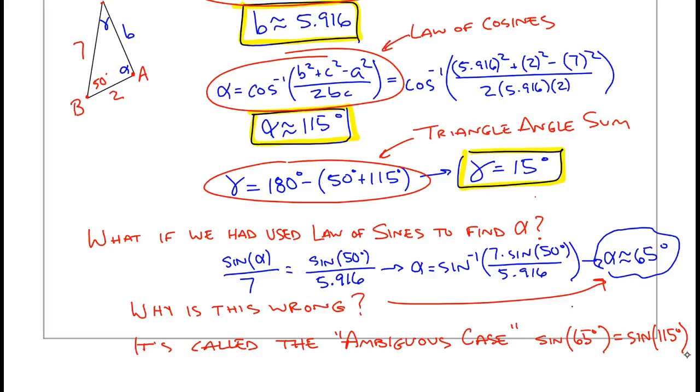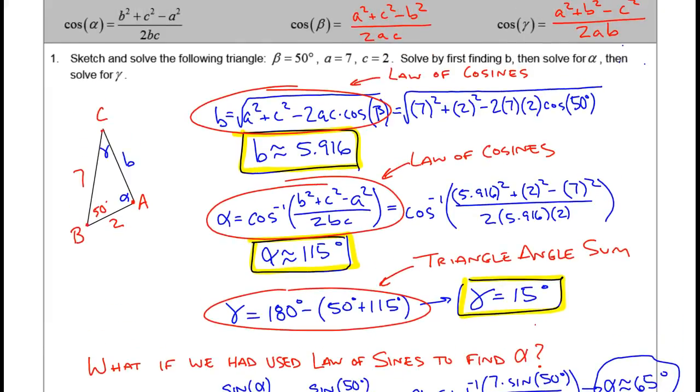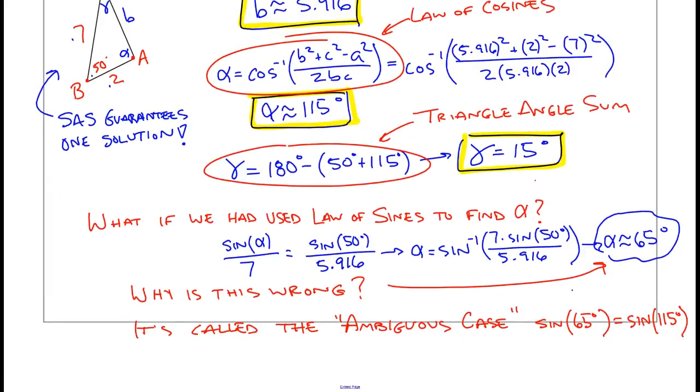So you might be saying to yourself, well, Mr. Vass, we didn't have side-side-angle information. We had side-angle-side. And if you go back to the original picture, you can look at that and say, yep, we had side-angle-side information, and side-angle-side guarantees one solution. Well, yeah, it does guarantee one solution, but it depends on how you find it. Okay, it guarantees one solution if you eliminate that ambiguous case.